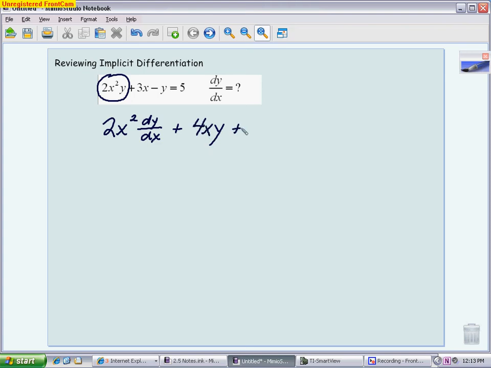Plus the derivative of 3x is 3. Again, because it's in terms of x, we don't need to do an adjustment. Minus the derivative of negative y is negative dy/dx. Equals 0, because the derivative of a constant is 0.